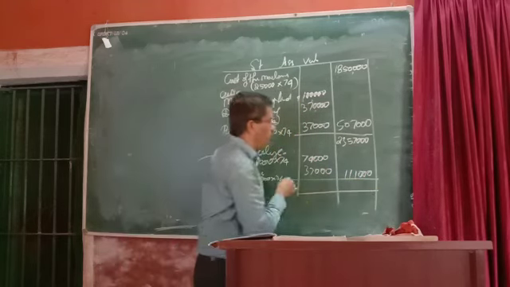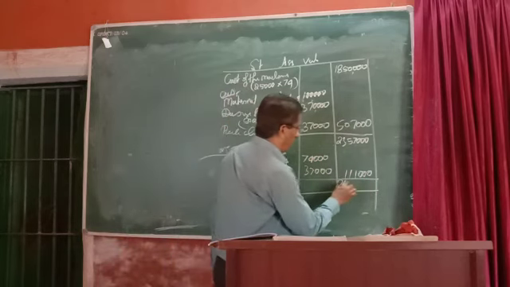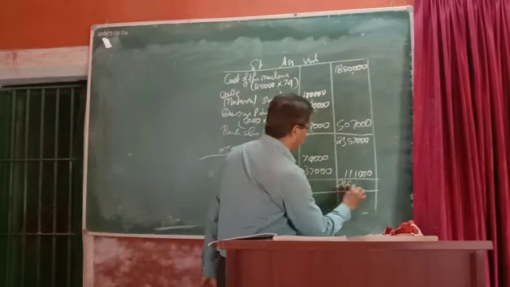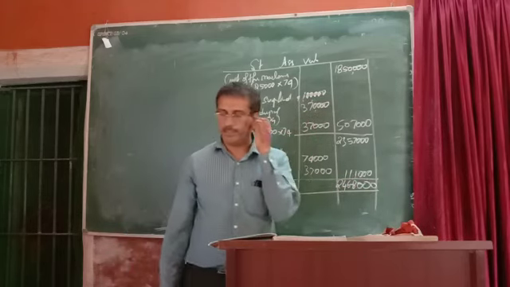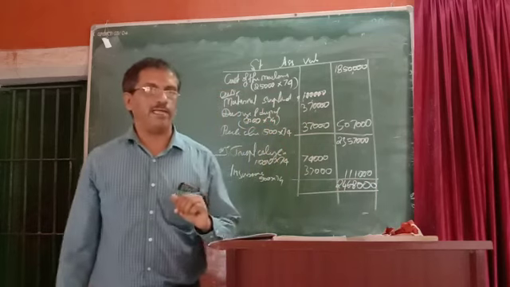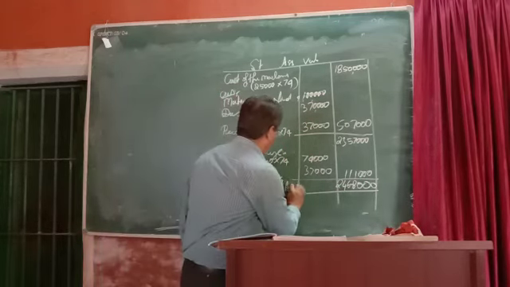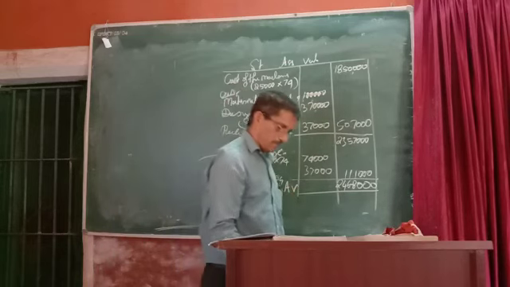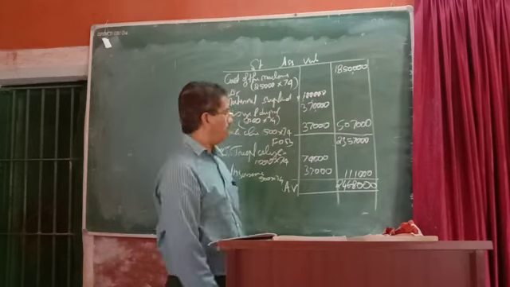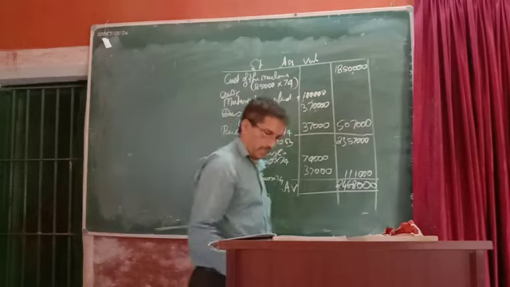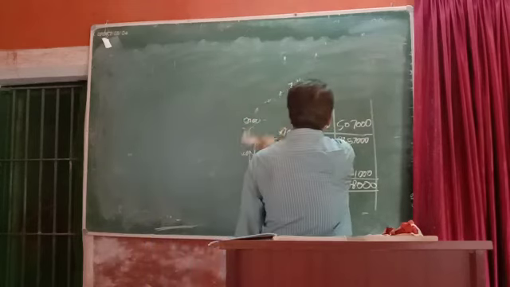The total should be the accessible value, 24,68,000. 24,68,000 is the accessible value. Now, thereafter, we are supposed to go for calculation of duty paid.